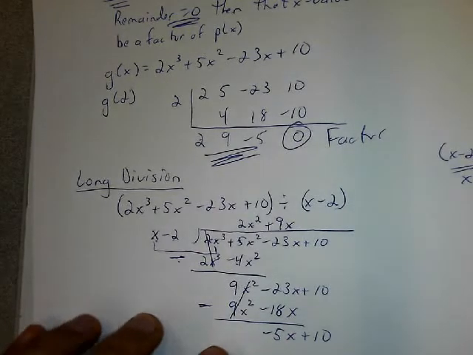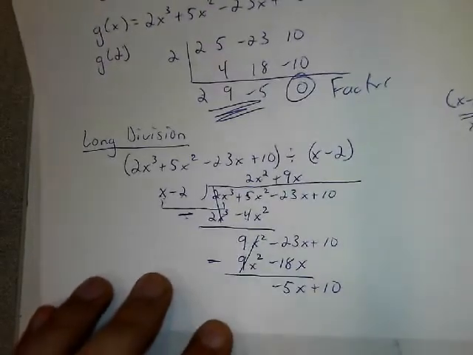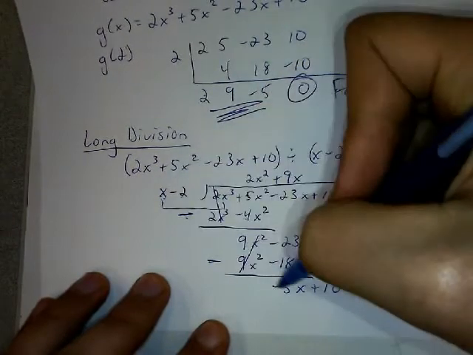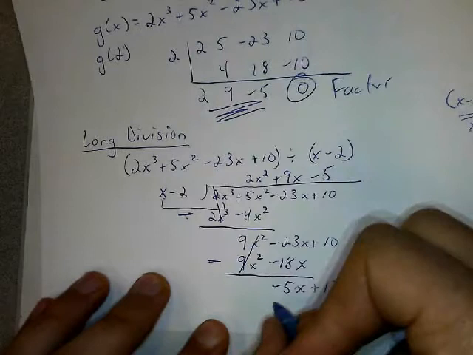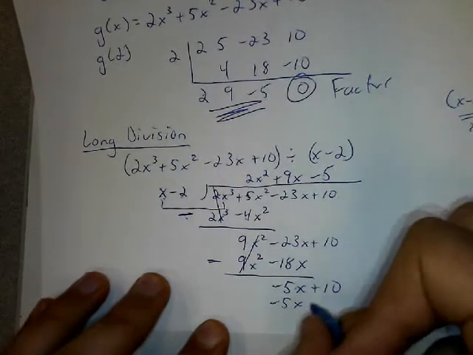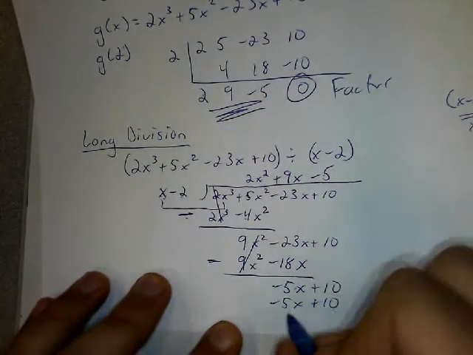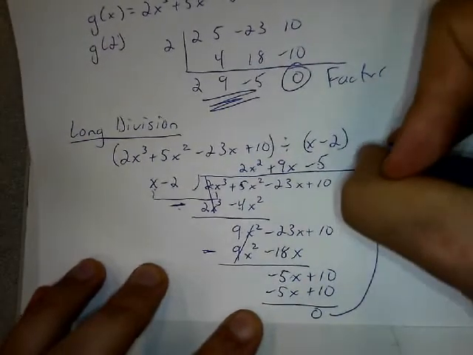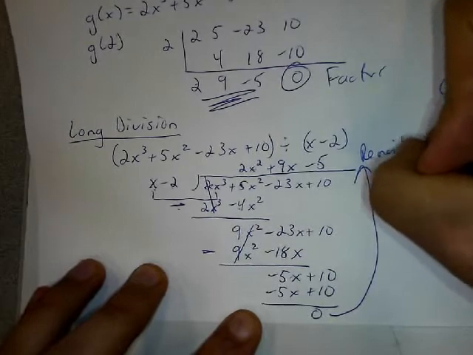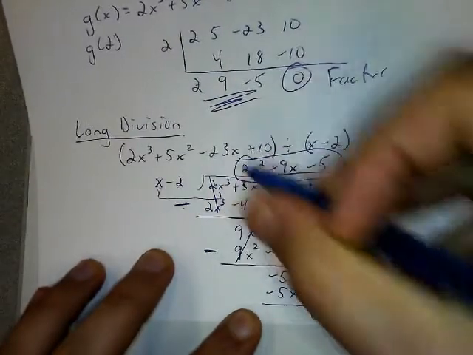Bring down plus 10. One more time. x goes into negative 5x, negative 5 times. Negative 5 times x is negative 5x, plus 10. When you subtract, you get 0. This here is your remainder. That's what's left over.